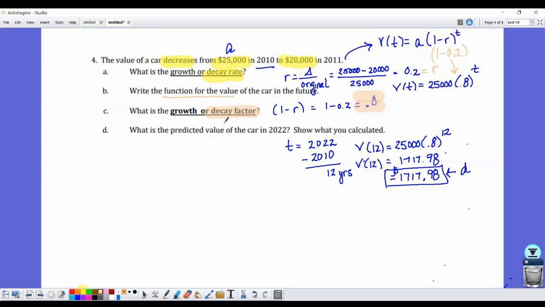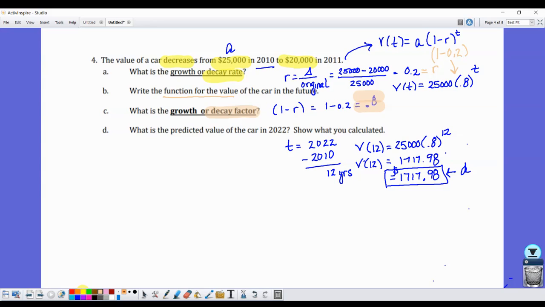What is the growth or decay factor? We just talked about that. That's the 1 minus the rate. The decay factor is going to be 0.8. And we know that's decay because whenever this number that follows the original amount is less than 1, then we're working with decay. If it's greater than 1, we're working with growth.